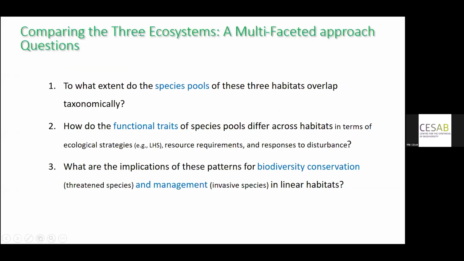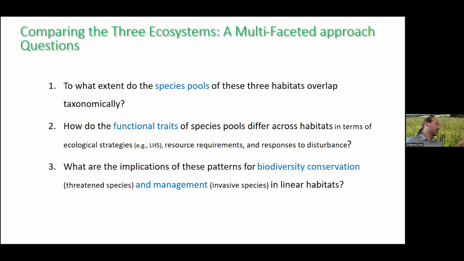Okay, perfect. So I will present you the second part of the project. In this part of the project, we wanted to compare the species pool of the three ecosystems. As Eric said, they have certain characteristics in common, for example, landscape configuration and human management. So we can expect a certain functional convergence. But these three ecosystems also have their own ecology and disturbance regimes.